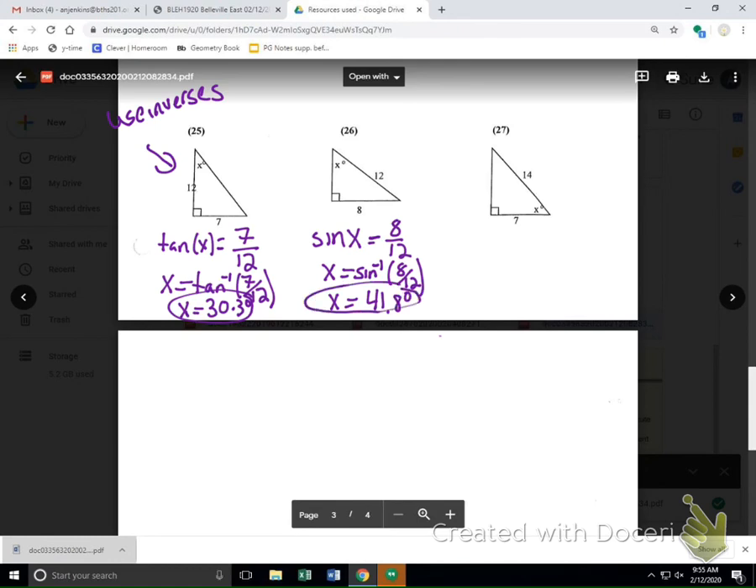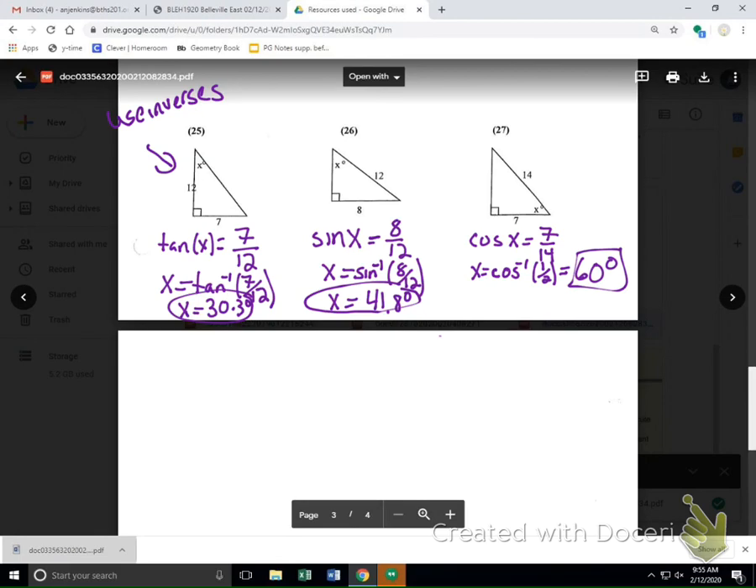And last but not least, we have another angle x to find. Which sides do we have? Yep, adjacent and hypotenuse. Which one was adjacent over hypotenuse? Yep, so cosine of x equals 7 over 14. So cosine inverse of, you can write just 1/2 if you want, or 7 over 14 equals 60 degrees.